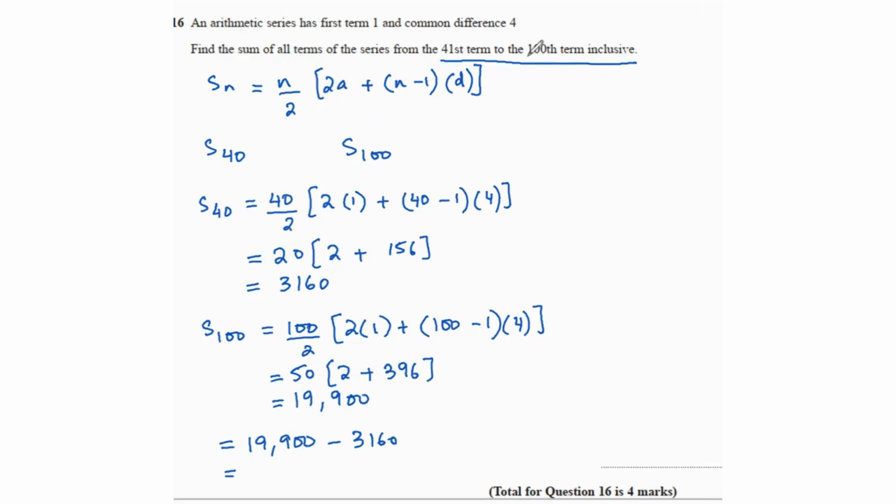That is going to give us the sum of the 41st term to the 100th term. So 16,740. That is your final answer.